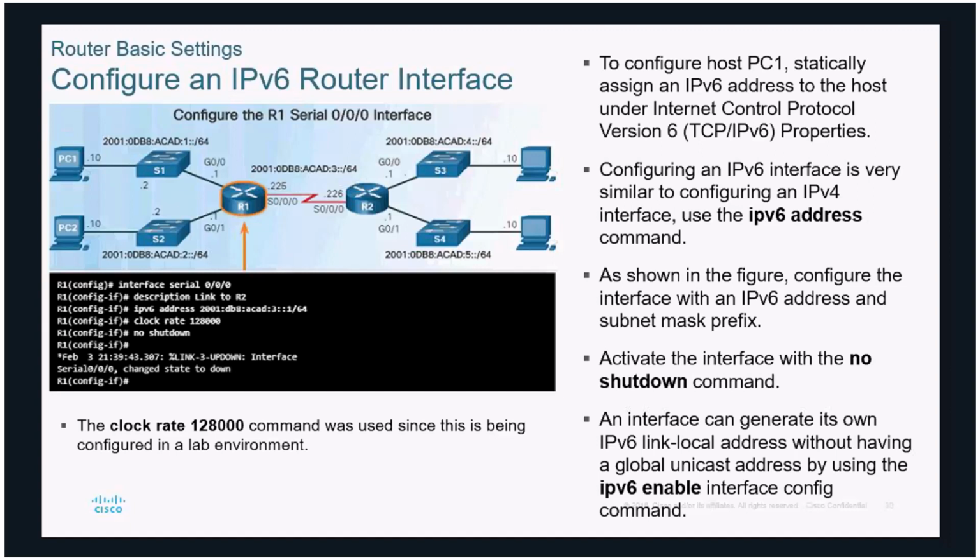So the command is IPv6 address, as you can see here. Activate with no shut. It does say here, an interface can generate its own link-local address without having a global unicast address by using the ipv6 enable interface config command. It also says here the clock rate was used as this is in a lab environment.